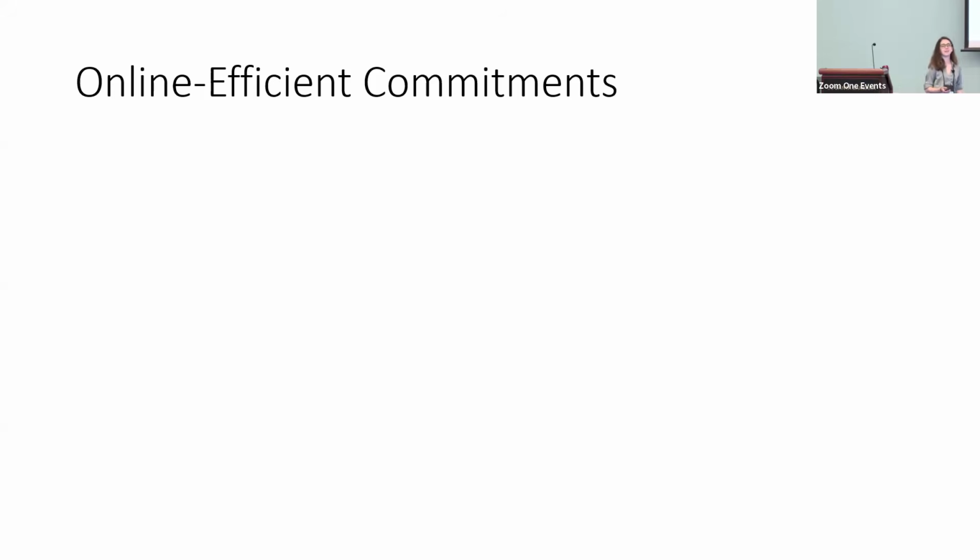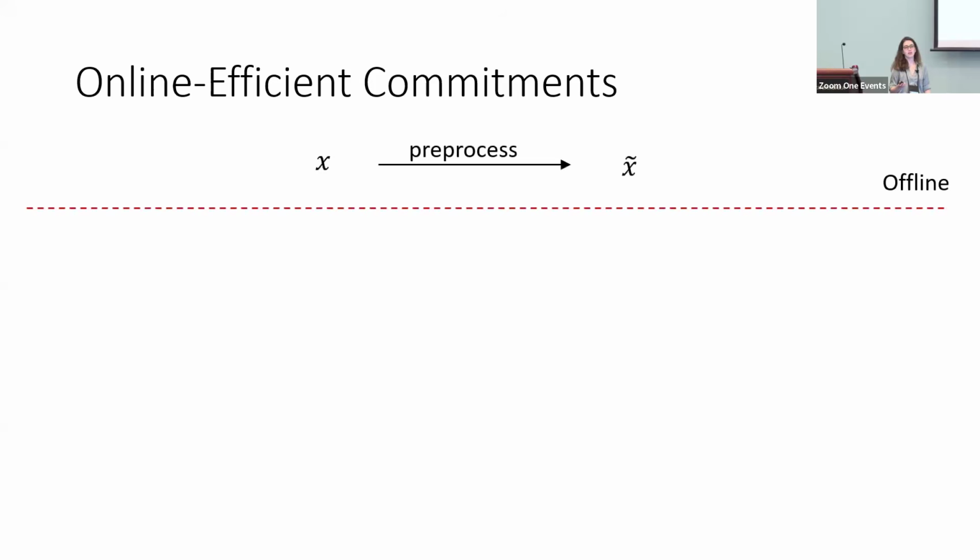Okay. So our focus in this work is the notion of online efficient commitments, which Ethan just told you about. They refer to it as doubly efficient commitment, but since the term doubly efficient is a bit overloaded, we prefer the term online efficient. But this is exactly the same notion. So let me just remind you that in online efficient commitments, we can first preprocess the string in offline time.